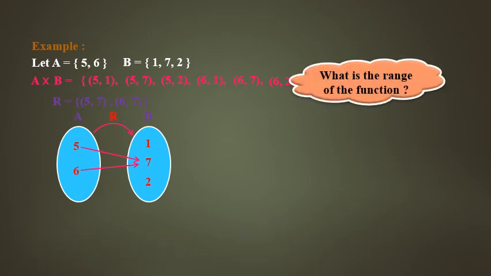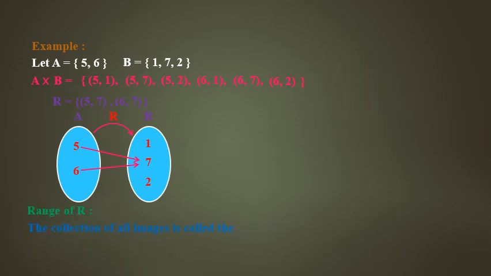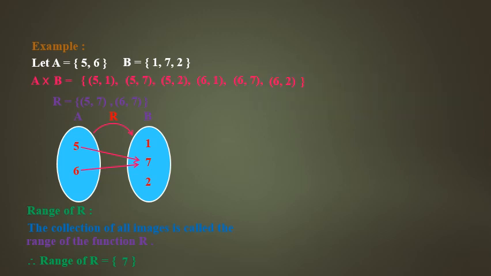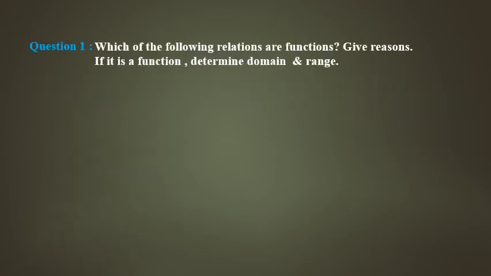Now, what is the range? Range is the collection of all images, called the range of the function. Now look at this. What is the range here? Only a singleton. It is nothing but the collection of answers that we get. So that is 7 here.